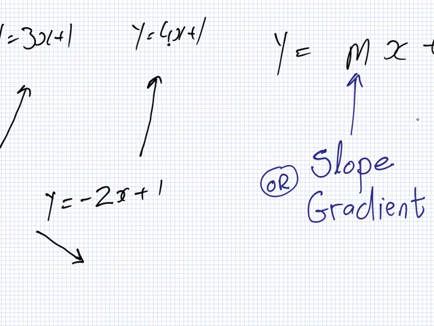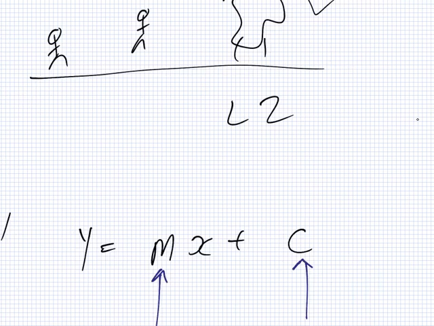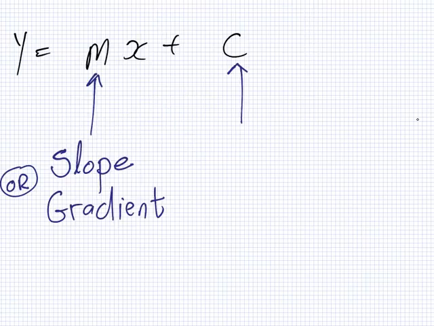Just a little bit more vocabulary and then we can do some calculations. The C. Does anyone know what the C is called? It's called the intercept. Does anyone know what it means?